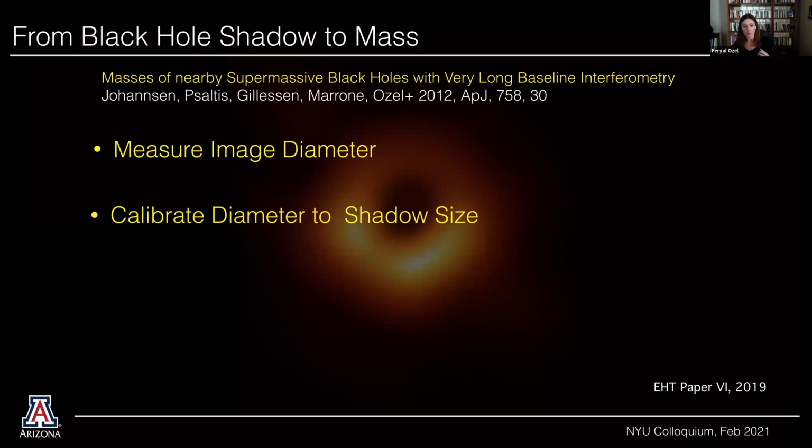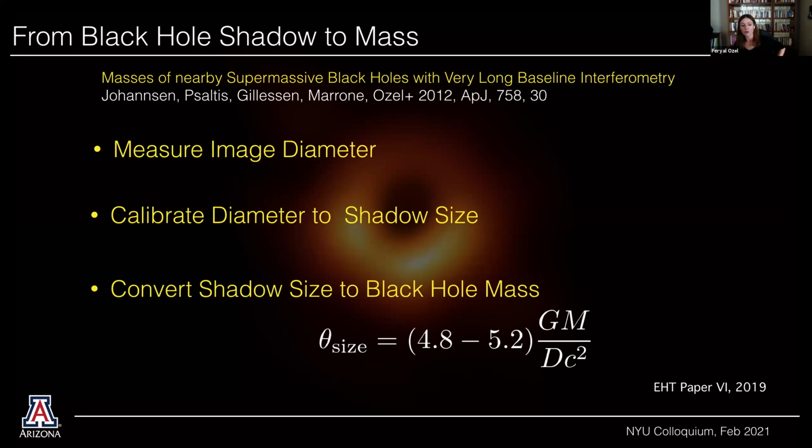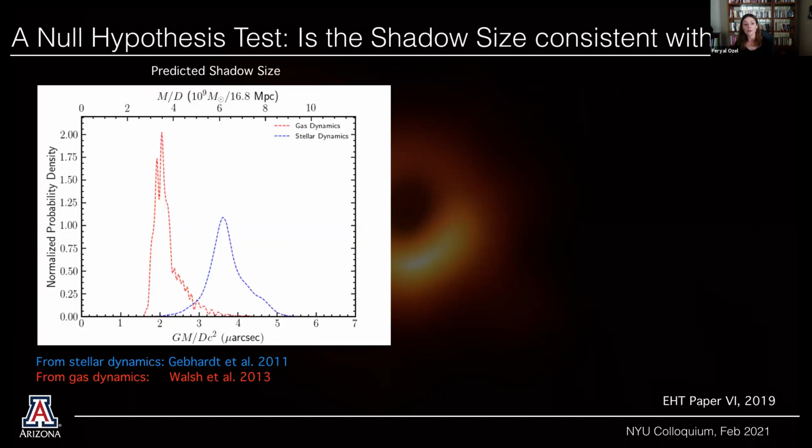So we use a suite of GRMHD simulations for this, and we convert the shadow size into a black hole mass, allowing for this uncertainty in the black hole inclination and spin, which is this very narrow range, as we were just discussing. So if I know M over D through independent means, I have a unique prediction for the size, and then I can compare that to the size that I'm measuring. Alternatively, if I'm measuring a size, I convert it to an M over D and compare that to prior measurements. This is what we had done in the first set of papers.